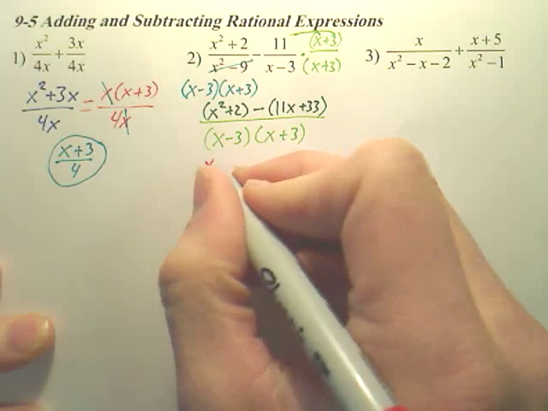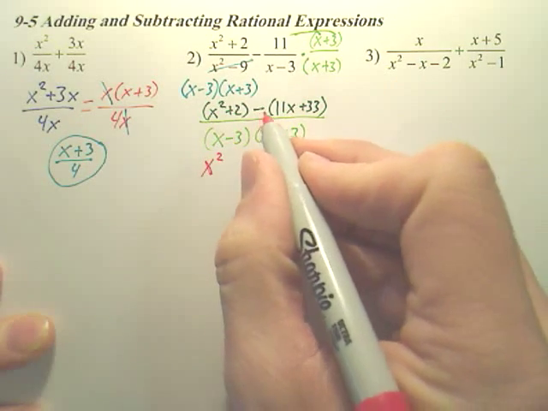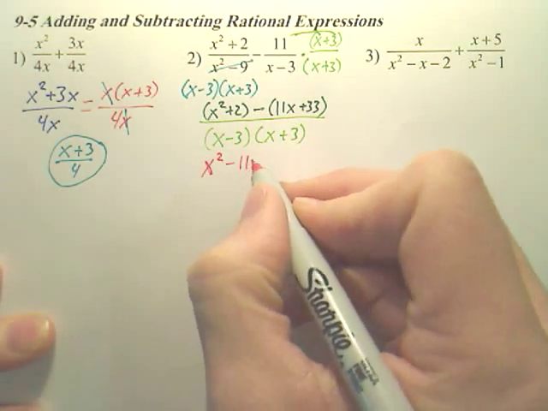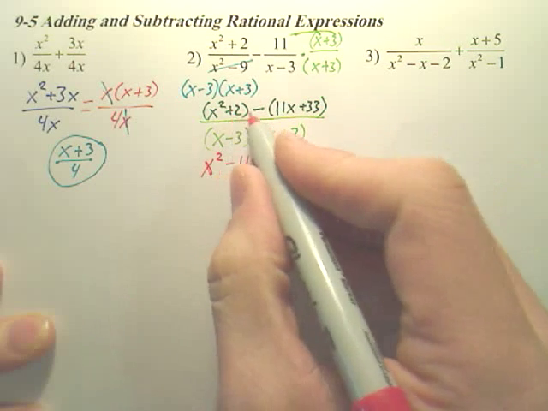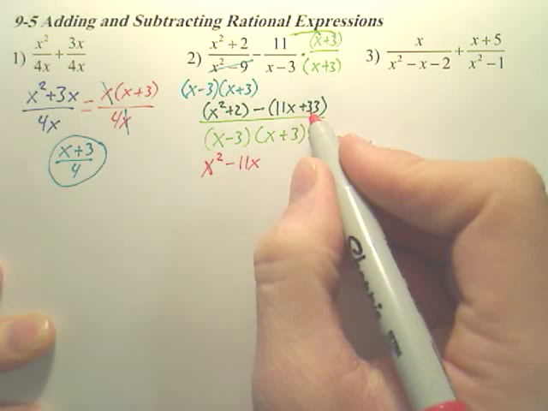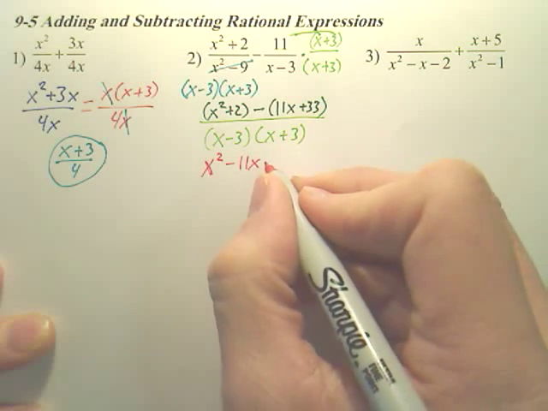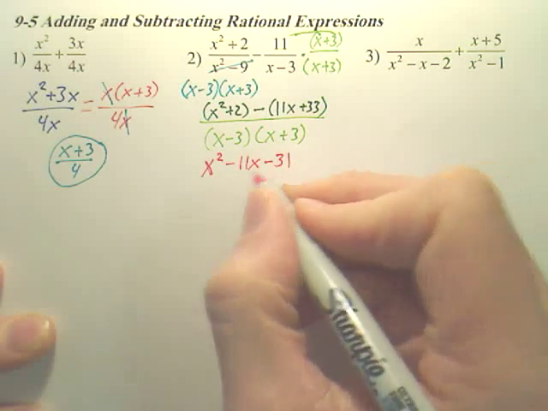What it looks like we got here is x squared. Isn't that going to be a minus 11x? And then don't we have 2 minus 33? 2 minus 33 is negative 31.